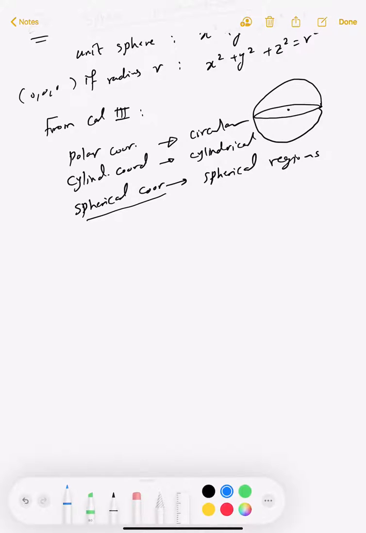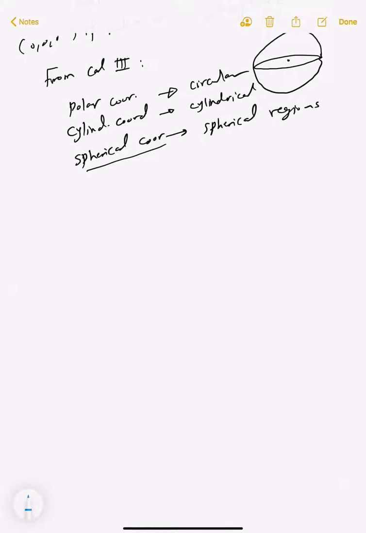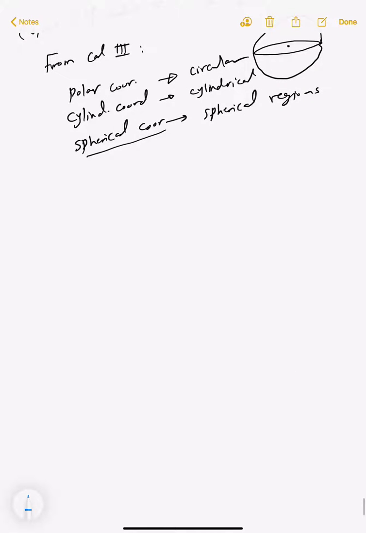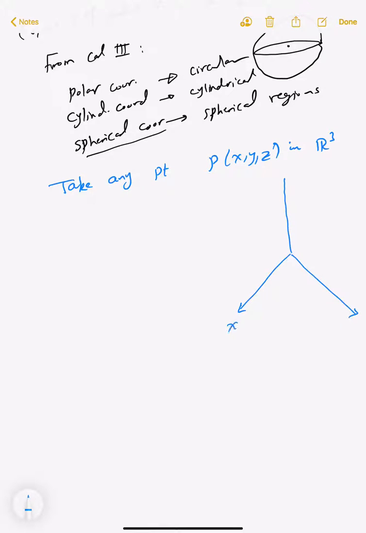So this is how we will parameterize the sphere. What do we mean by the spherical coordinates? Take any point P, X, Y, Z. So we have a point called P. The coordinates are X, Y, Z. Of course, this point is in R3. So imagine X, Y, Z, and we have some point anywhere. It could be here. So this is my point, X, Y, Z.